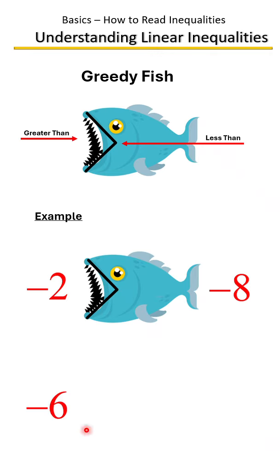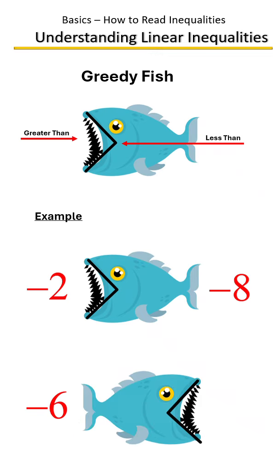Here, -6 is less than, because notice that the point is pointing to -6, so -6 is less than 0. If I read it backwards, 0 is greater than -6.